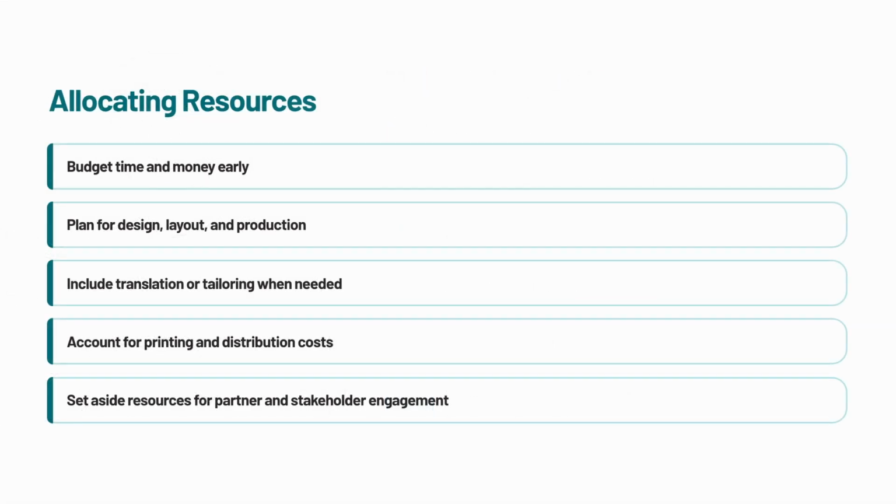Another practical part of KT planning is making sure you have the resources to do it well. That means budgeting time and money early, not treating KT as something to figure out later. The knowledge translation process often involves more than people expect, including design, layout, translation, printing, distribution, and engagement with partners or stakeholders. The point is simple. If KT matters, it needs real resources behind it.